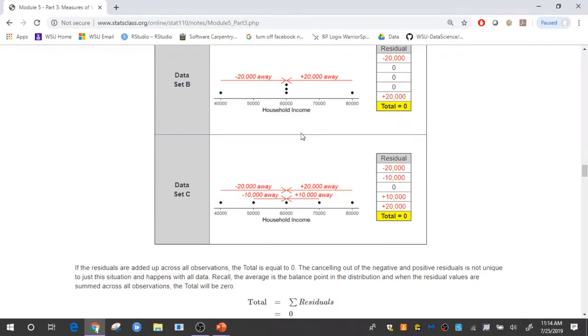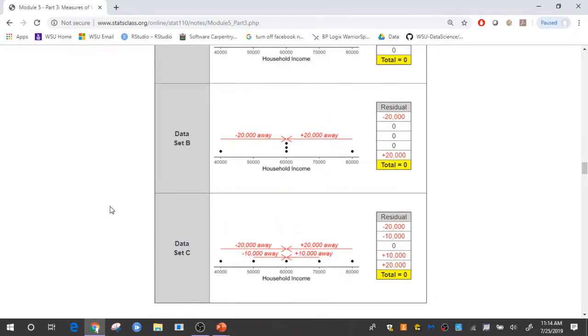Let's consider data set C. So again, I have the 20,000 away. This county right here is going to be 10,000 away from the mean, so its residual value is negative 10,000. The value at 70,000 is going to have a positive residual value of 10,000. And then again, the positive 20,000. And again, when I sum these up, you can see that I'm going to get a value of 0 here.